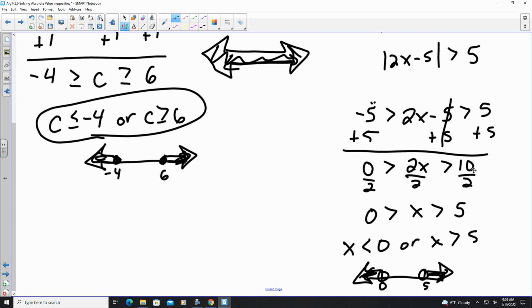And that is being able to solve absolute value inequalities.